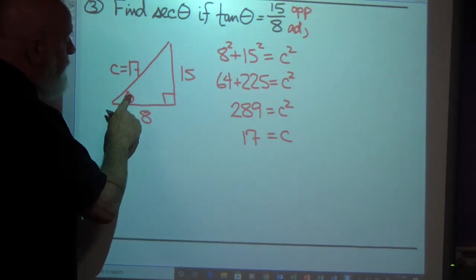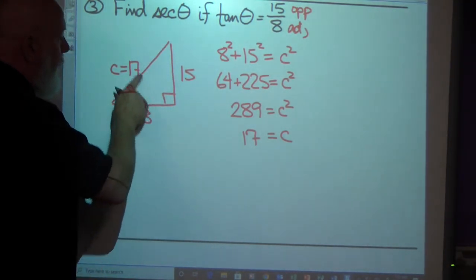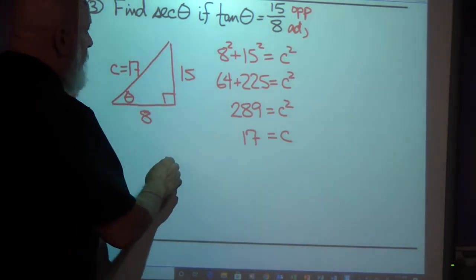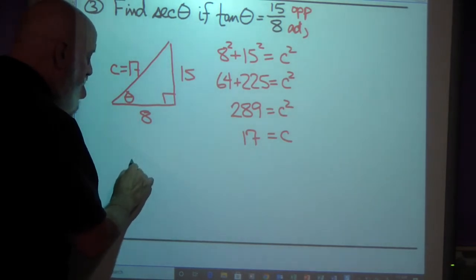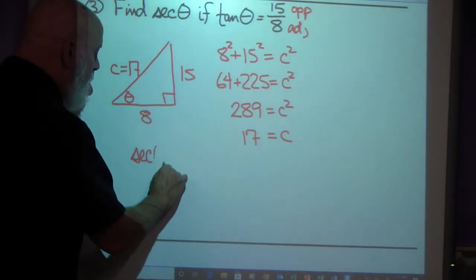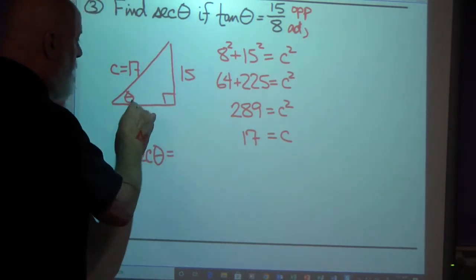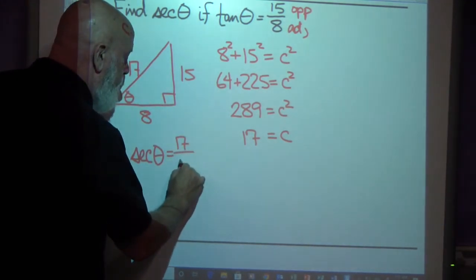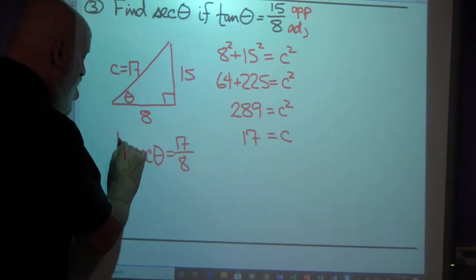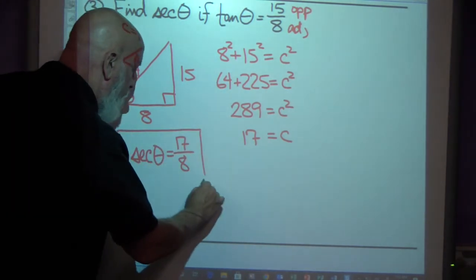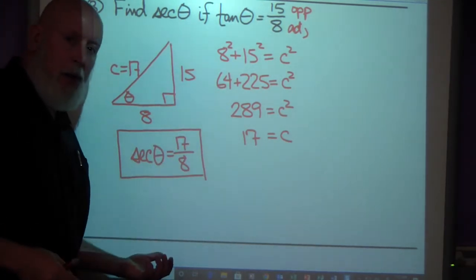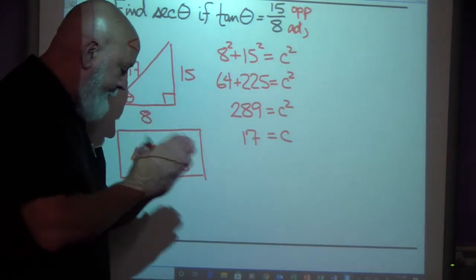Secant is the inverse of cosine. Cosine would be adjacent over hypotenuse, so secant is going to be hypotenuse over adjacent. So therefore I can say that the secant of theta is hypotenuse over adjacent, 17 over 8. If I haven't made any arithmetic mistakes. I didn't check my arithmetic with my calculator. Pretty sure I'm right. I hope that makes sense. Best of luck.